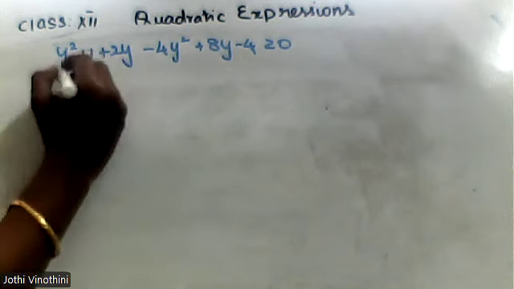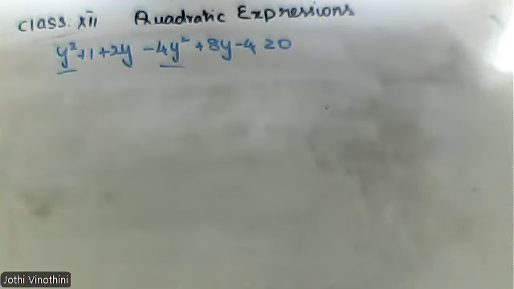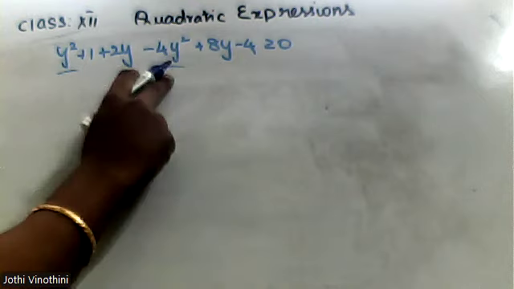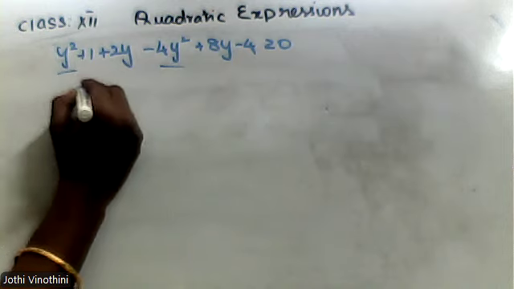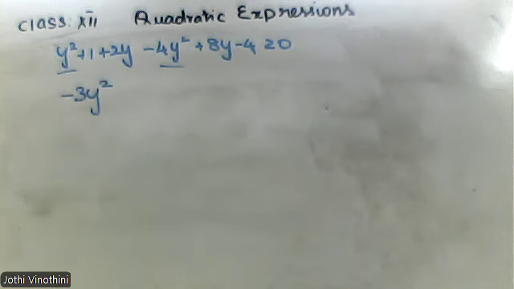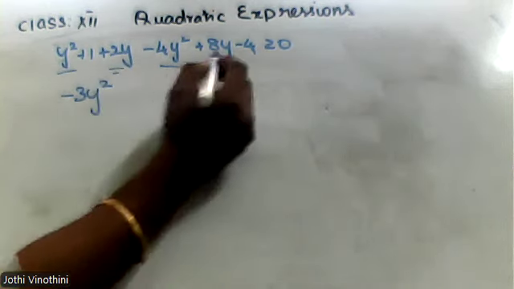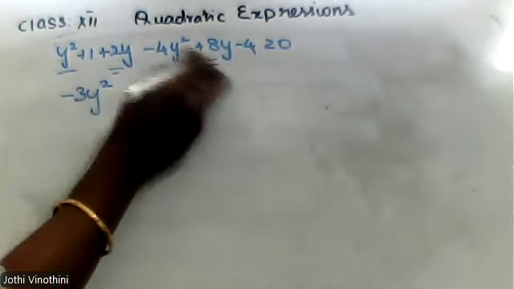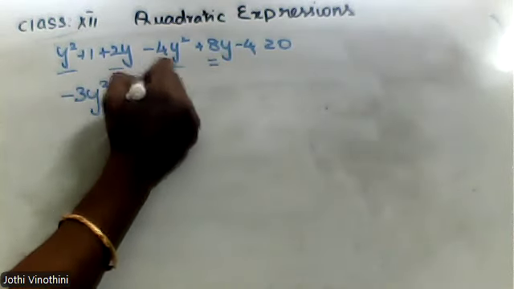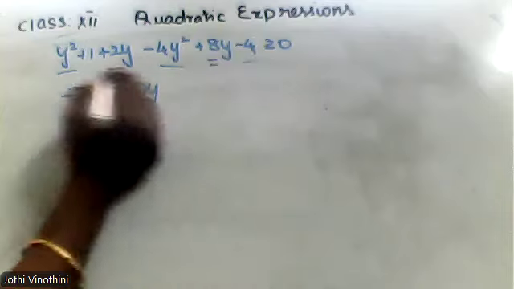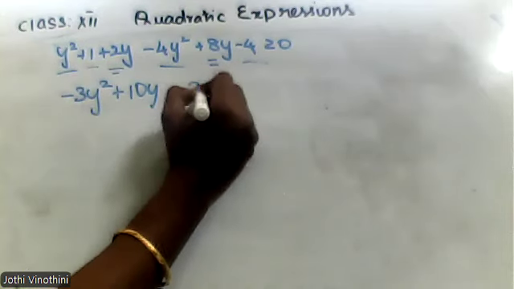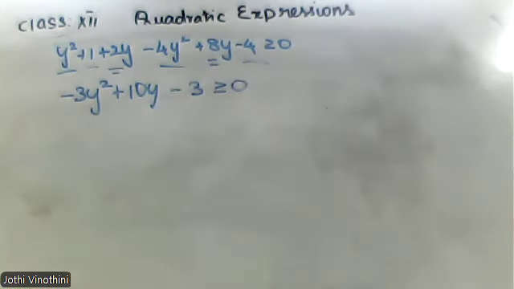So, what are the y squared terms? We have this one and this one. So y squared minus 4y squared becomes minus 3y squared. Similarly, what are the y terms? We have this one and this one. So 8y plus 2y becomes plus 10y. So here minus 4, here plus 1 will become minus 3 greater than or equal to 0. Clear?